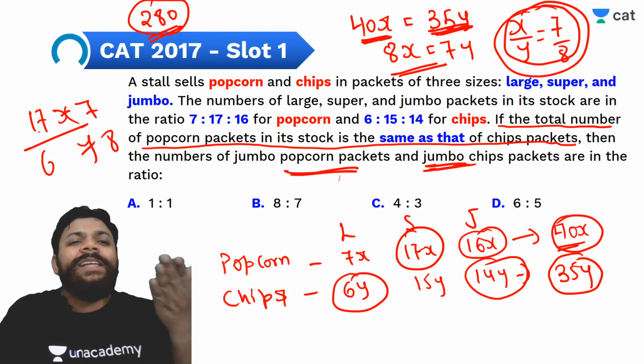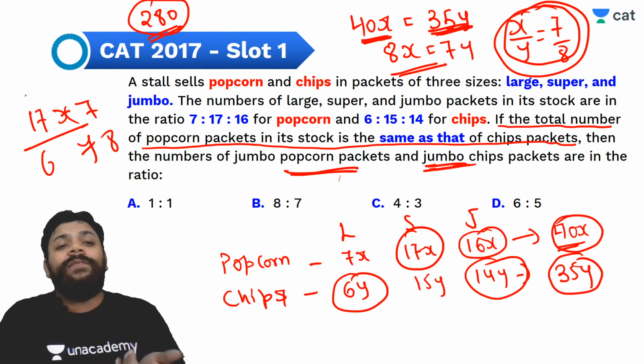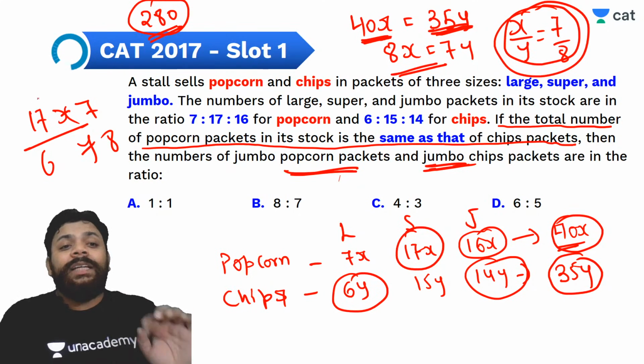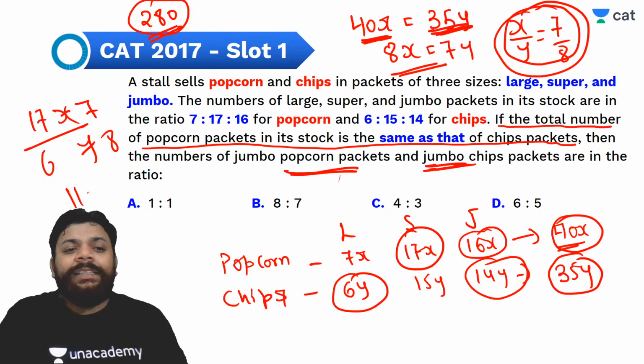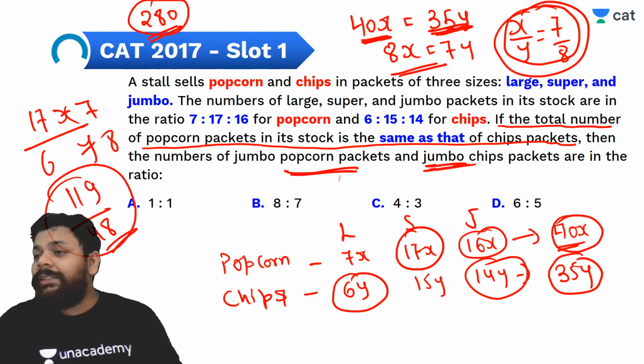So this is going to be 17 into 7. I can do like 10 into 7, 7 into 7. 10 into 7 is 70. 7 into 7 is 49. So I can say that 119, and 6 8 ja definitely going to be 48. So this is going to be my answer.